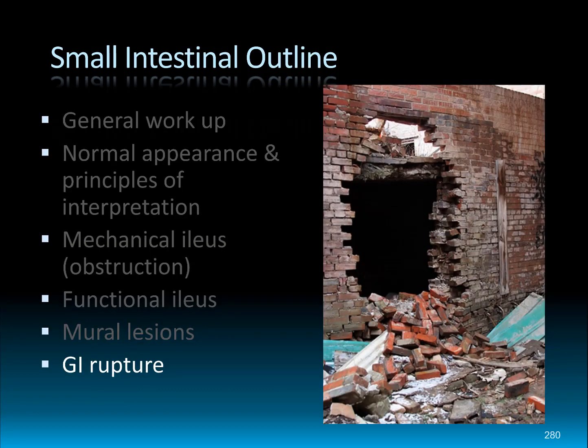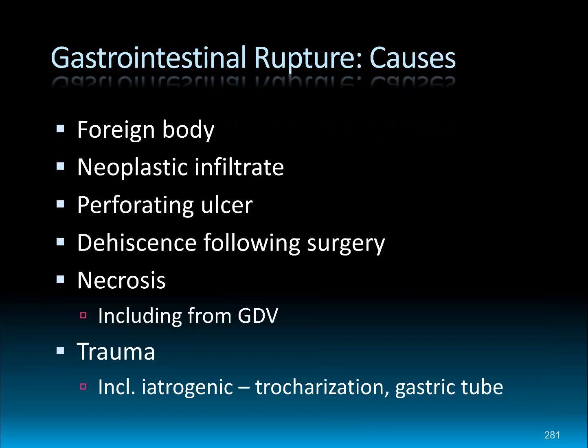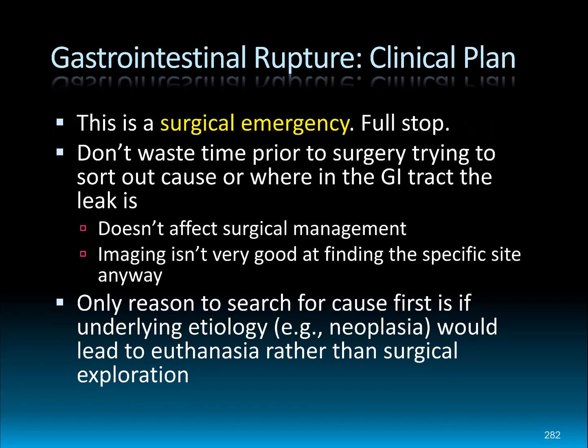For the last bit here, I'm going to talk a little bit about GI rupture, kind of lumping gastric rupture and small intestinal rupture together because they're pretty similar. A lot of different causes for rupture: foreign bodies, neoplasia, perforating ulcers, post-surgical problems, so lots of different potential issues that can lead to rupture. If you have evidence of a rupture, you have to consider it a surgical emergency. It's going to cause peritonitis, it's going to cause sepsis, and that's a big deal.